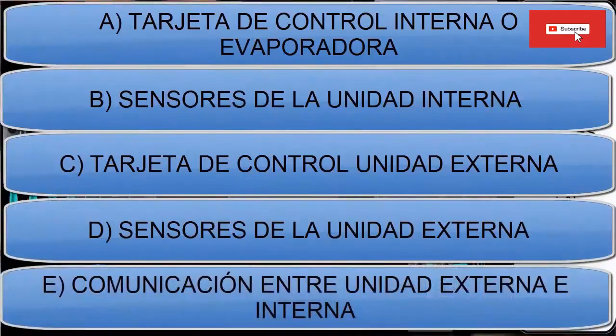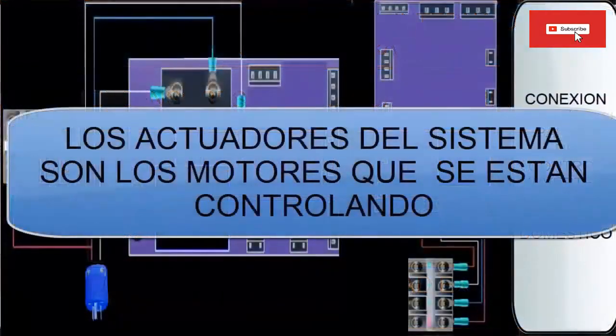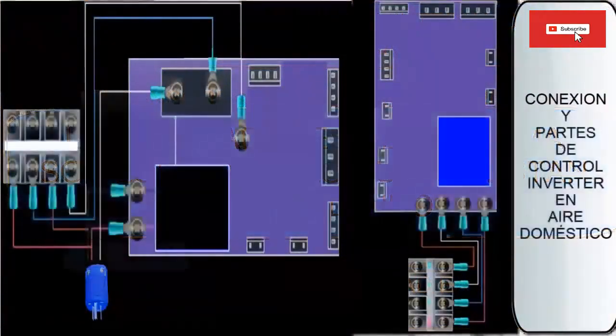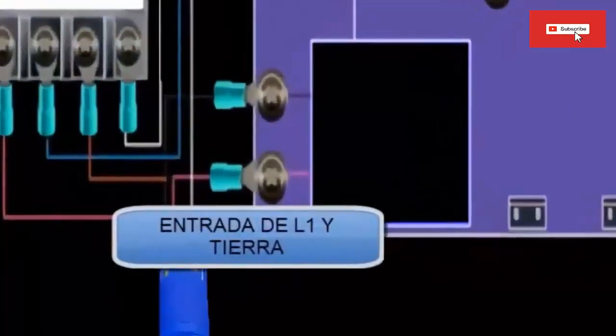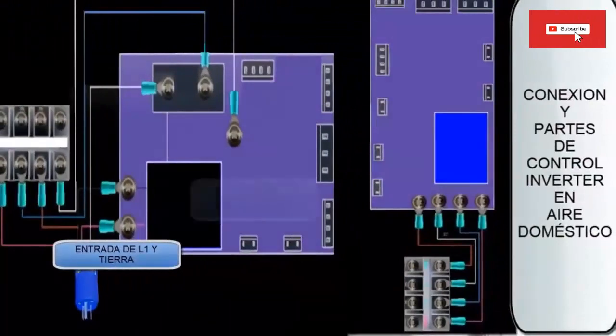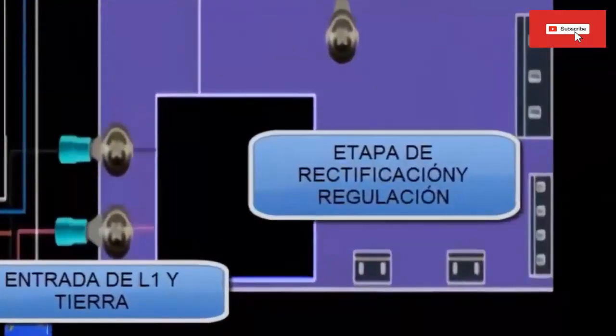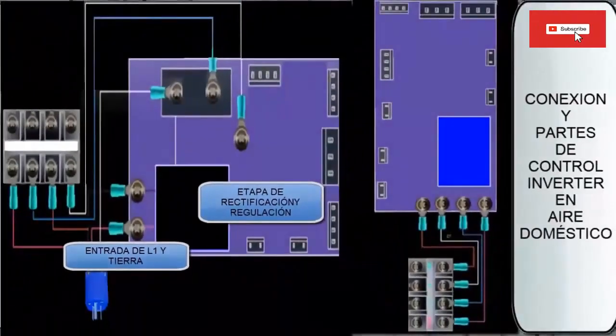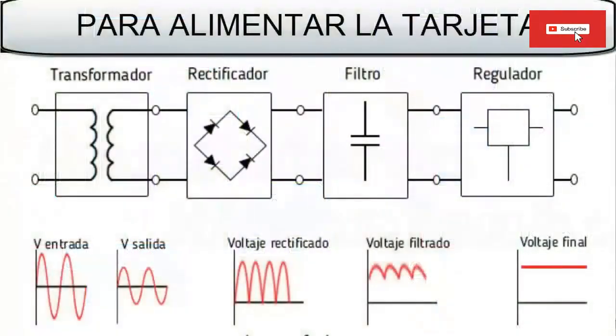On the control card of the internal evaporator unit of an inverter air conditioner, we have: 1. Single line power connection and ground. 2. Rectification and regulation stage. This stage is responsible for receiving the supply voltage, for example 220 volts of alternating current, taking it to a direct current voltage of 12 and 5 volts, to feed the sensors, actuators, and controllers.